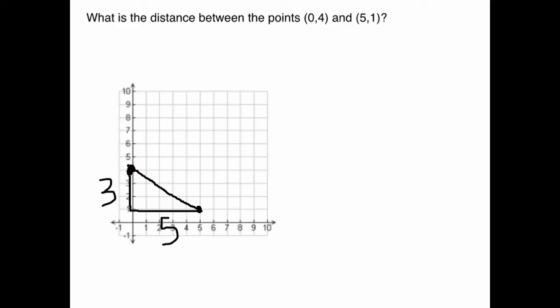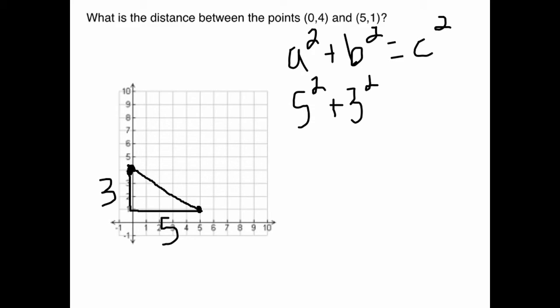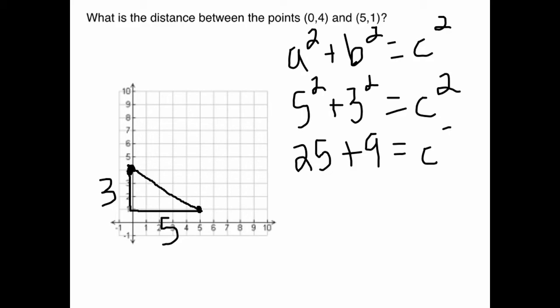Now, my last step here is to find that missing piece from point 0, 4 to 5, 1. So again, I'm going to use the Pythagorean theorem. A squared plus b squared equals c squared. So I'm going to have 5 squared plus 3 squared equals c squared. Well, 5 squared is 25. 3 squared is 9, which equals c squared.